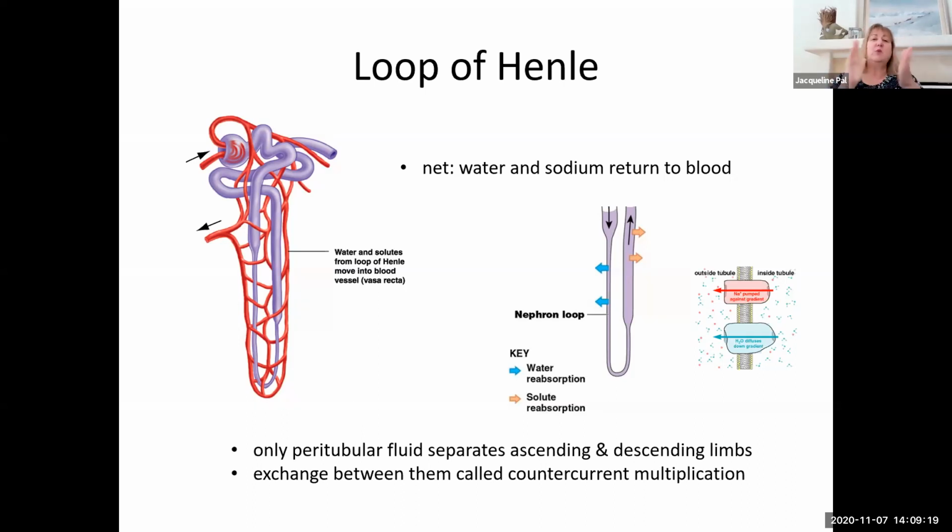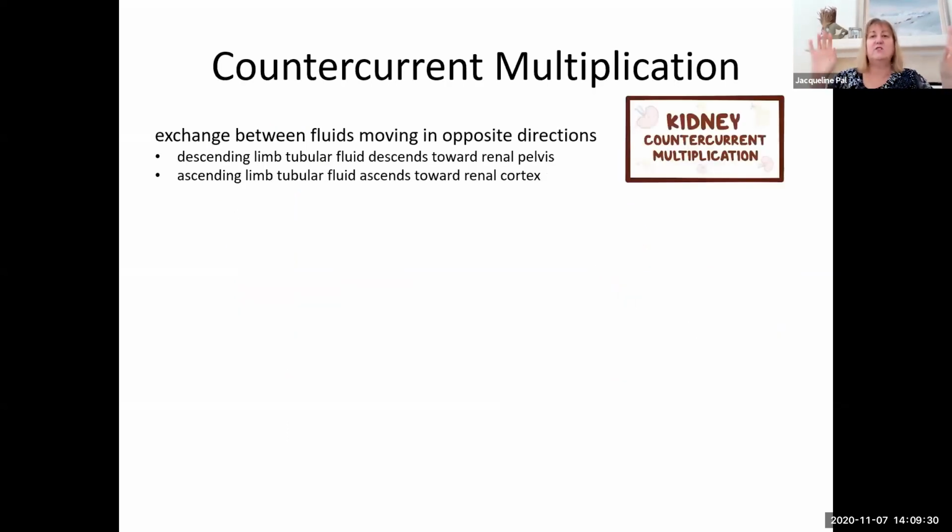And so the exchange between these two, the descending limb of the loop of Henle and the ascending limb, is called the countercurrent multiplication system, which sounds really complicated, and it sort of is, but really isn't. What you have to think of is an exchange of fluid moving in opposite directions. The descending limb is moving down towards the medulla of the kidney, and the ascending limb is moving back up towards the renal cortex.